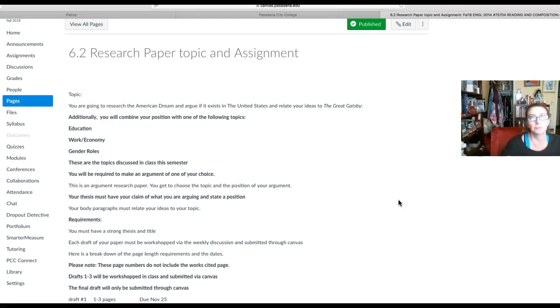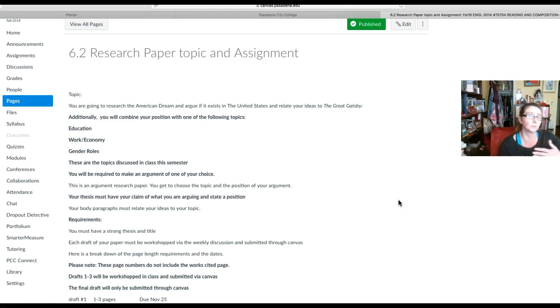So these are the topics that we've discussed this semester, and that means that you can take parts of your previous essays that you've written relating to The Great Gatsby, and also the research that you've done on your previous essays as well. This is going to be an argument research paper. You get to choose the topic and the position of your argument. So it's completely what you want to do.